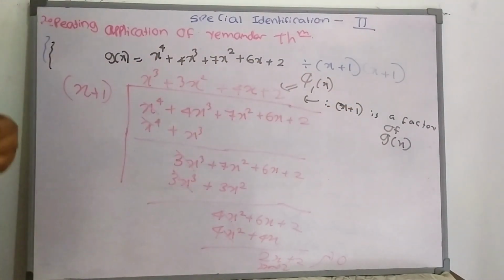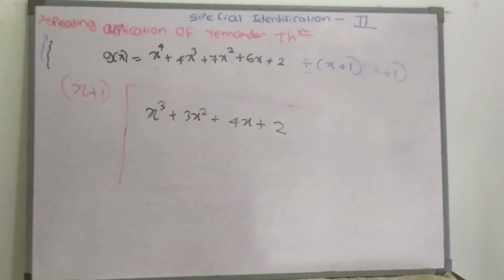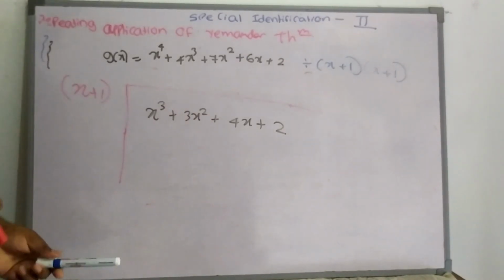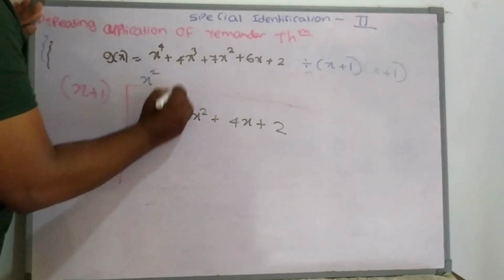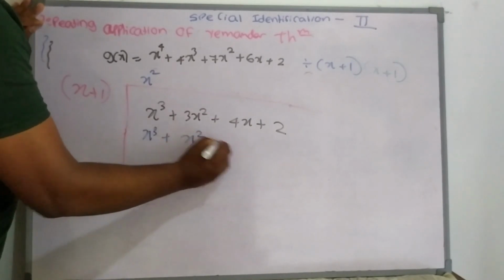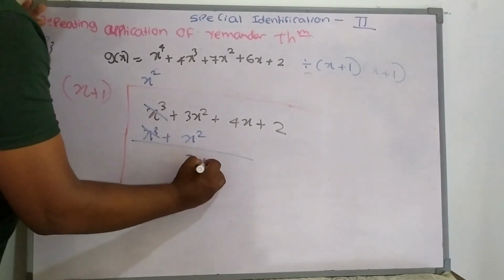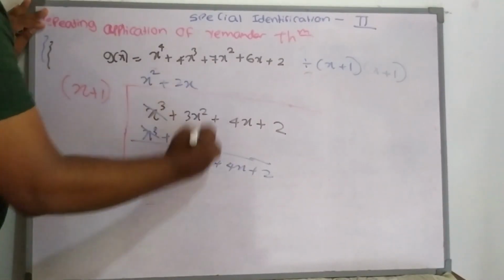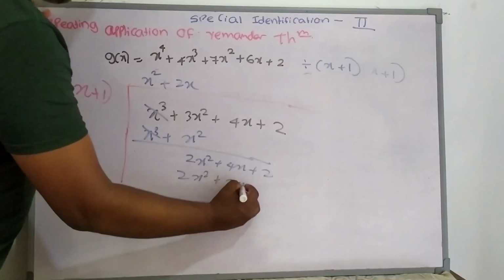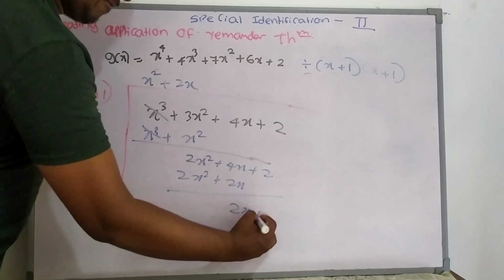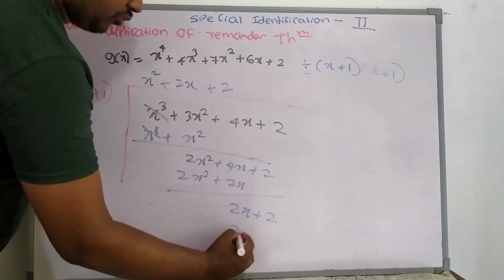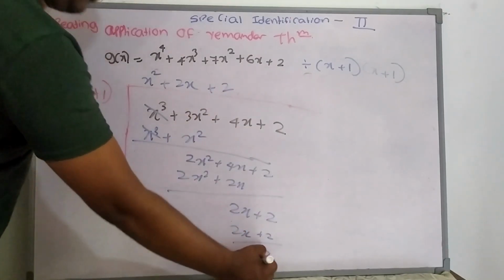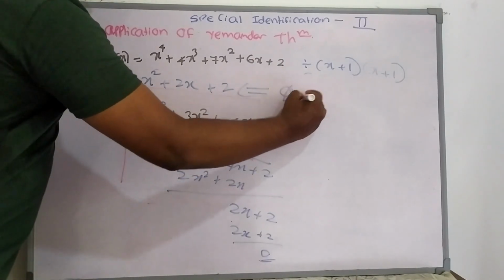What I am going to do is divide psi 1(x) again by x plus 1. Again divided by x plus 1: x squared, 2x, plus 2, 0, right? So this is my psi 2(x) now.